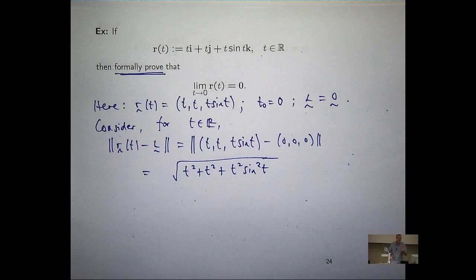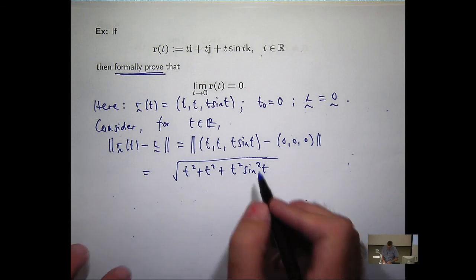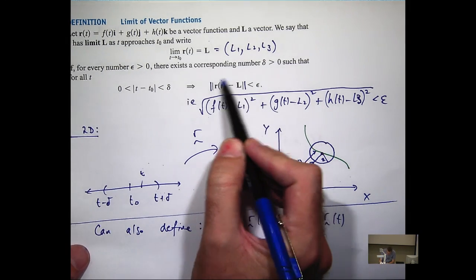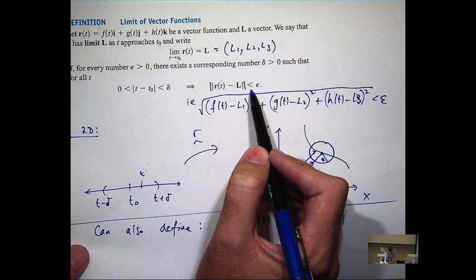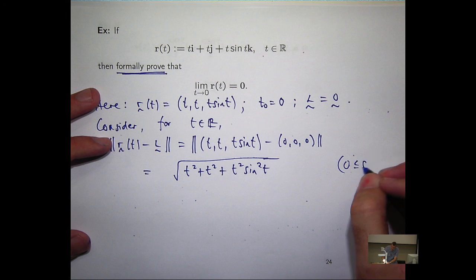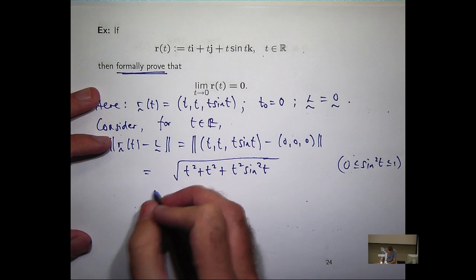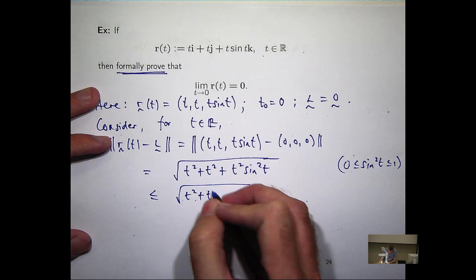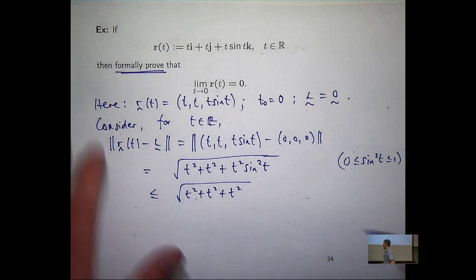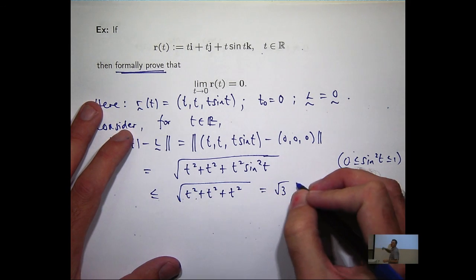But look at the sine squared. I can do something with that. I know that sine squared is always going to be between 0 and 1. So now I'm at the point where what I'm trying to do is form some sort of inequality, right? I'm working with this at the moment, and I'm looking to form some sort of inequality. Okay? So sine squared. So I can do this. And now I can just simplify. I'm going to get root 3 times absolute t.